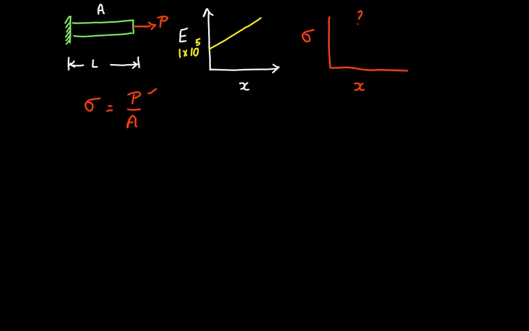So the load is constant. Also, the cross-sectional area never changes. So according to this formula, the stress is actually constant throughout the length of the bar. So that is the answer.